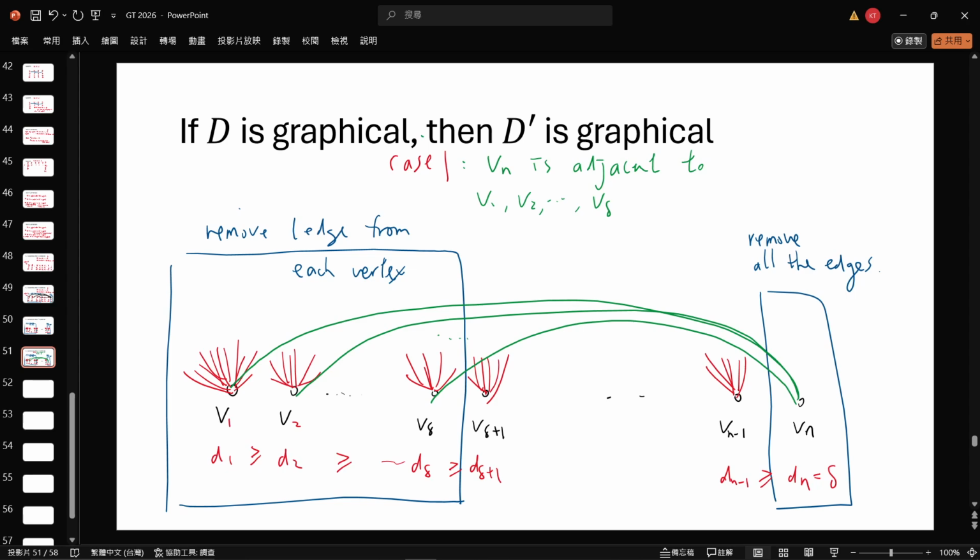So for this case, how to achieve the goal? Exactly, just remove all the green edges. After we remove all the green edges, the degree of V1 becomes D1 minus 1, because one edge is gone. Similarly, the degree of V2 becomes D2 minus 1. And Vn now would have no neighbors at all.